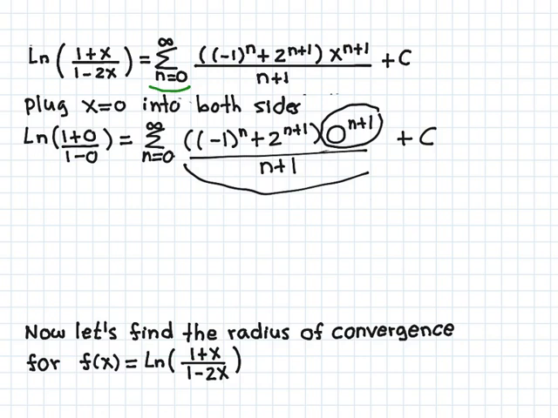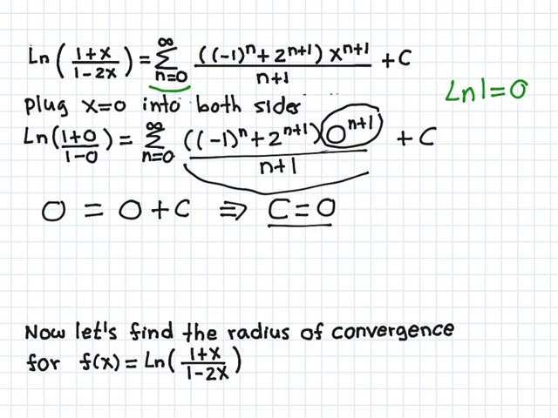So on the left-hand side, we get log of 1. What is log of 1? Log of 1 is, of course, 0. So on the left-hand side, we get 0. On the right-hand side, this entire summation collapses to 0. So 0 plus c. That means the arbitrary constant of integration, c, is equal to 0.